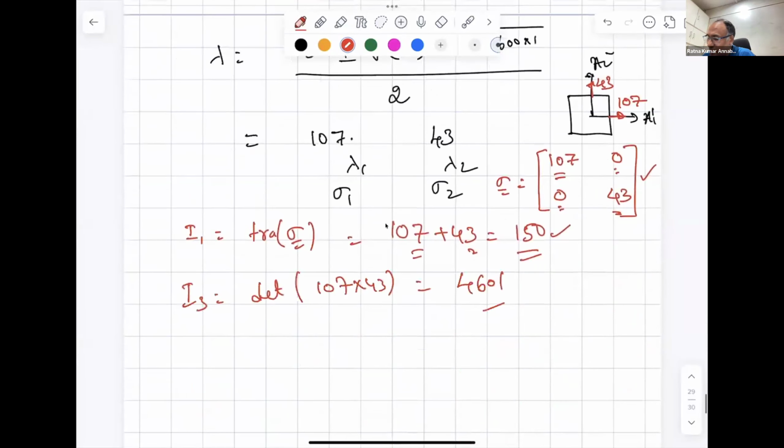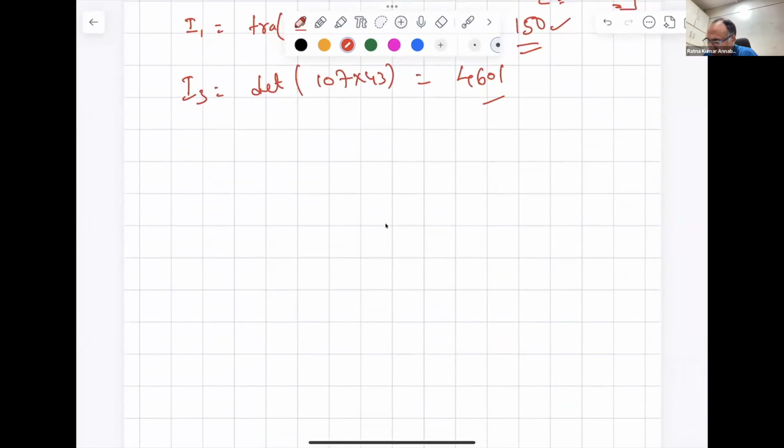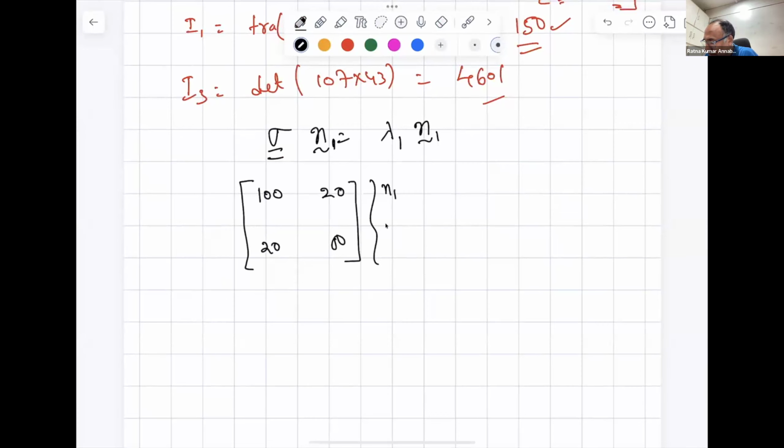So you have calculated eigenvalues, correct? Now, how do you get eigenvectors? What is the definition of my eigenvalue problem? Sigma n is equal to lambda times n. Lambda 1 times n1, that is the first one. So sigma is what? 100, 20, 20, 50, times n1, I am calling it n1, n2, is equal to lambda 1, which is how much? 107, isn't it?